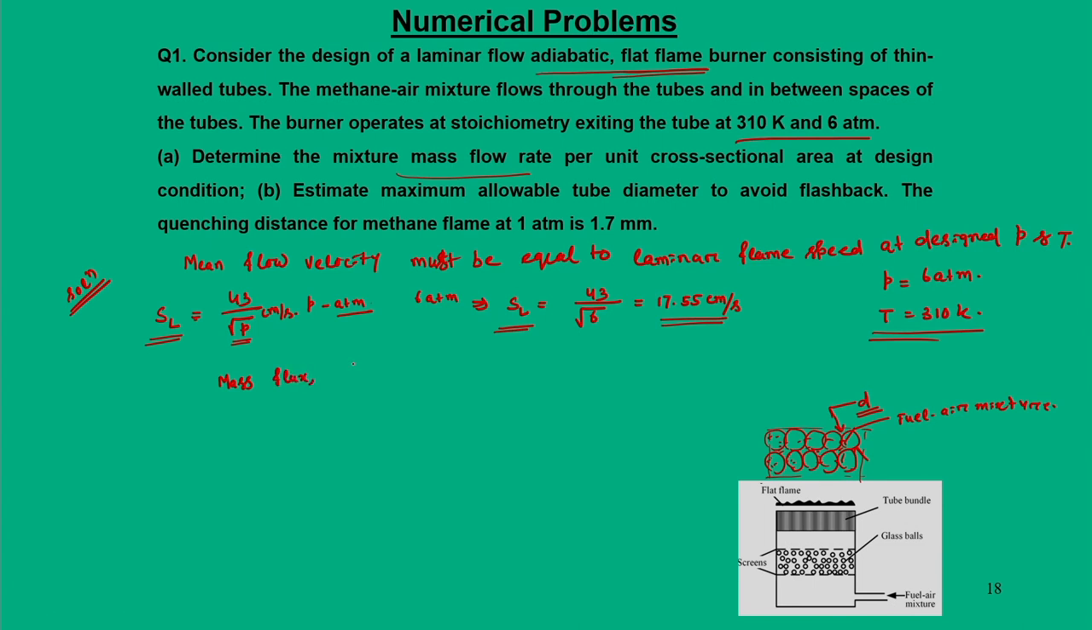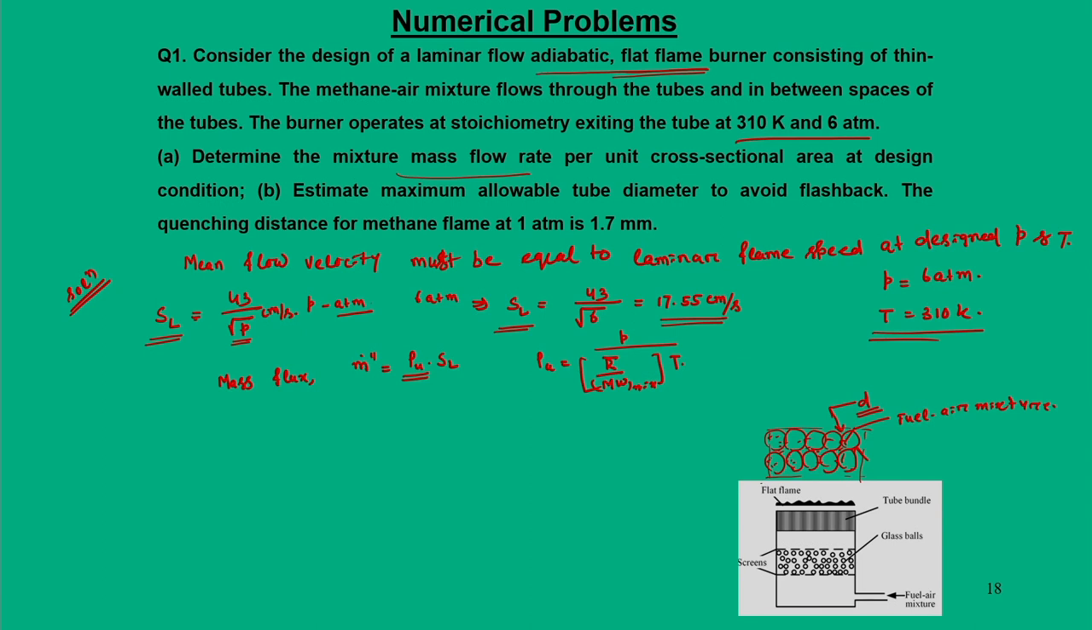and that mass flux is equal to rho u times SL. Here rho u is the density of the mixture. We can use the ideal gas equation: rho u is P by R bar by the molecular weight of the mixture, multiplied by T. What we do not know is the molecular weight of the mixture.